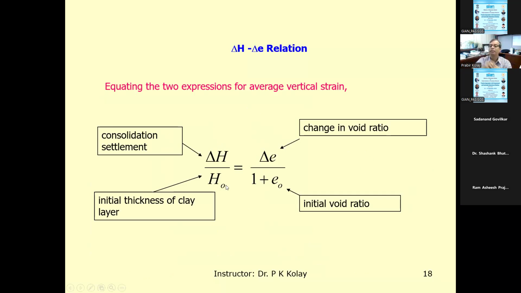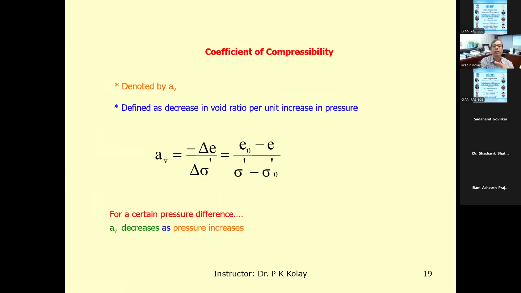If you know the original thickness of the clay, and with the application of the load, how much is the change in the void ratio, you can get it from the e-log p graph. And then if you know the initial void ratio, you can easily calculate. There are several equations you can use to calculate.